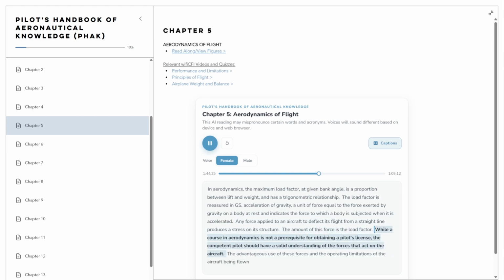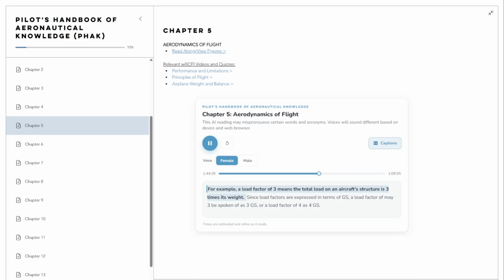While a course in aerodynamics is not a prerequisite for obtaining a pilot's license, the competent pilot should have a solid understanding of the forces that act on the aircraft, the advantageous use of these forces, and the operating limitations of the aircraft being flown. For example, a load factor of 3 means the total load on an aircraft's structure is 3 times its weight. Since load factors are expressed in terms of Gs, a load factor of 3 may be spoken of as 3 Gs, or a load factor of 4 as 4 Gs.